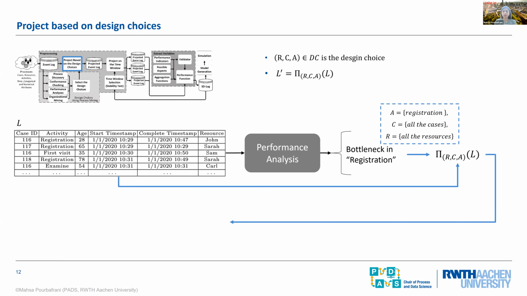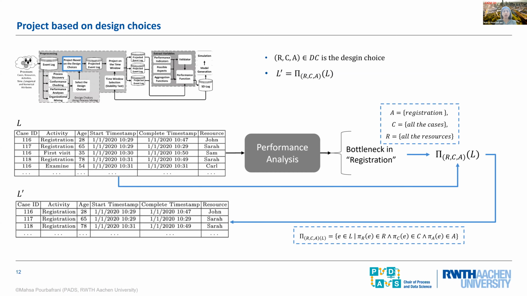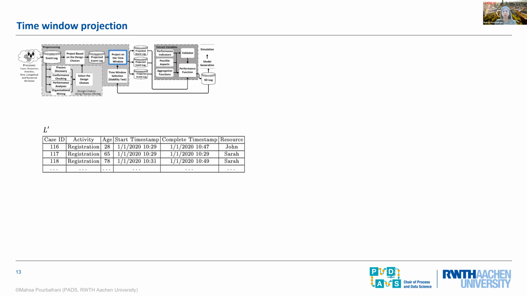The projection function receives the event log as an input. And as a result, we have the new event log, or the projected event log, which is L prime. And as you can see here, we all have the activity registration. Now we decided on the design choice or focus of the process, which, as I mentioned, could be the whole process. So there is no need to focus only on one part, but that's an option here in our framework.